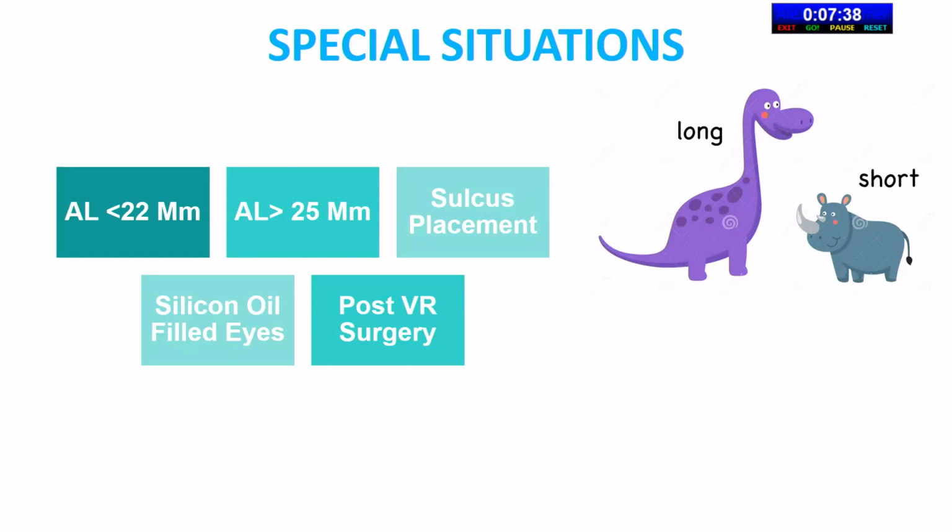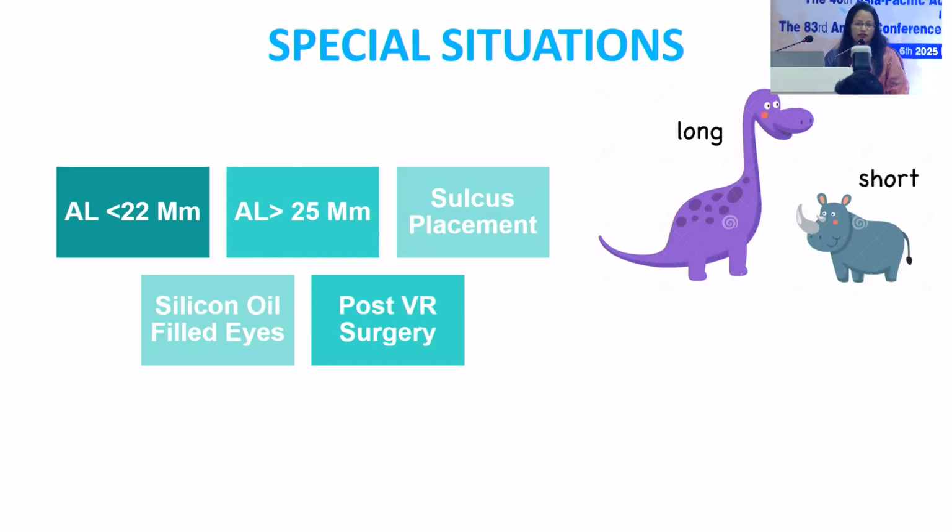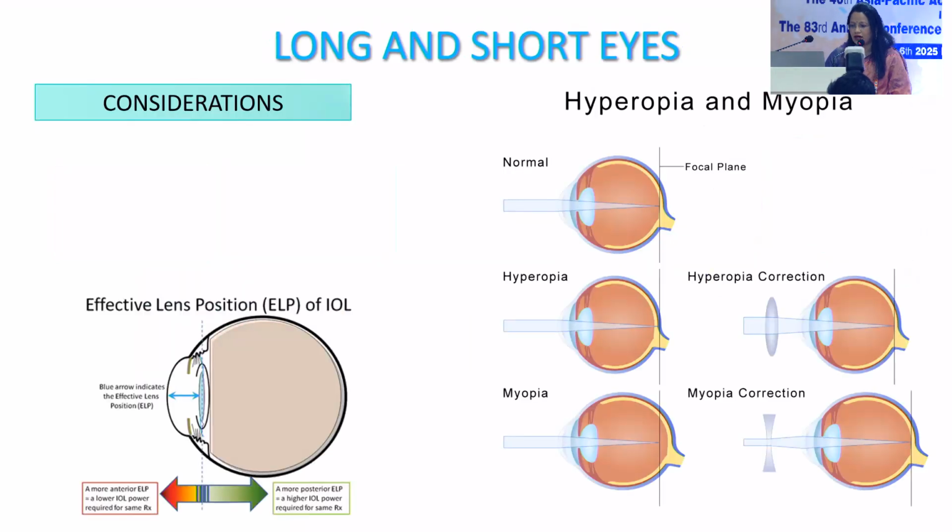So I would be primarily talking about longer axial length and shorter axial length, sulcus placement of IOL, silicone filled eyes, and post VR surgery eyes.